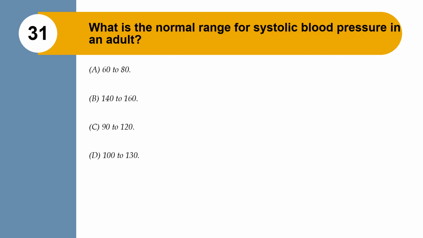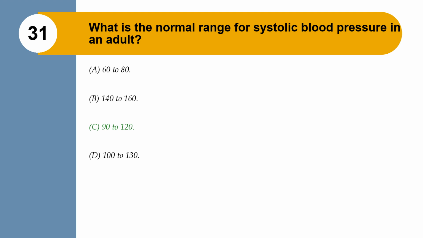Question 31. What is the normal range for systolic blood pressure in an adult? Option A, 60 to 80. Option B, 140 to 160. Option C, 90 to 120. Option D, 100 to 130.